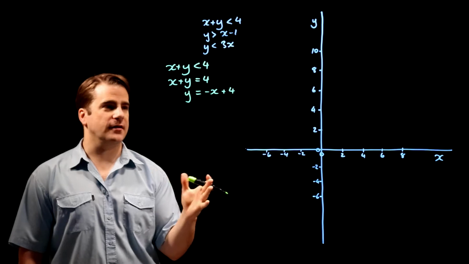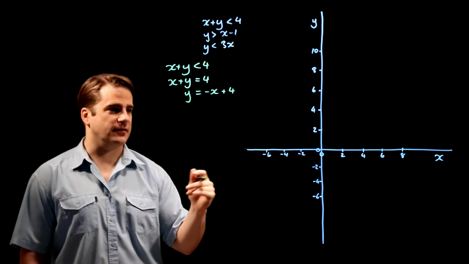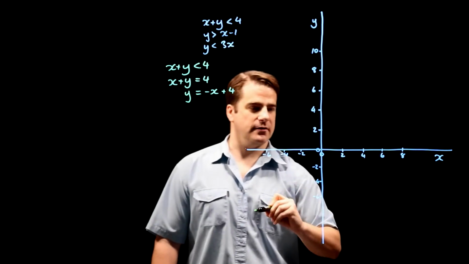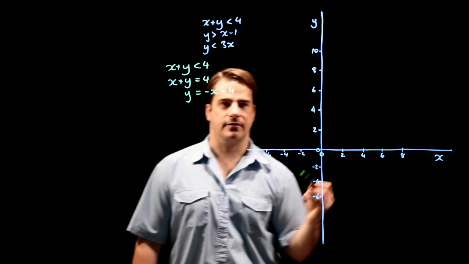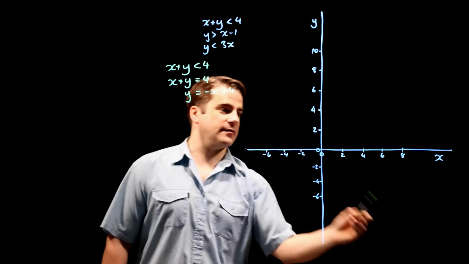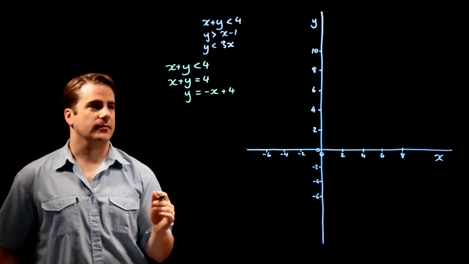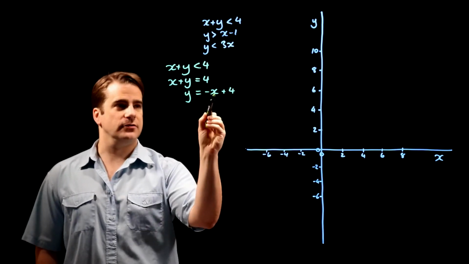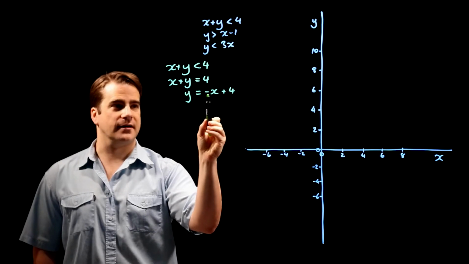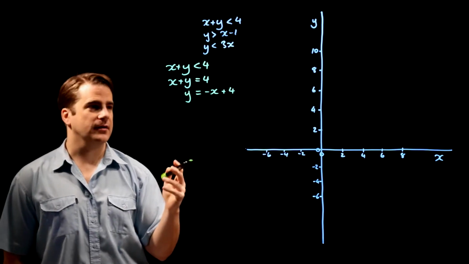To do that, you need to know your basic graphs, like the graph y equals x, or the line y equals x goes like that. The line y equals minus x goes like that. Alternatively, you can choose values of x and see what the y value is.